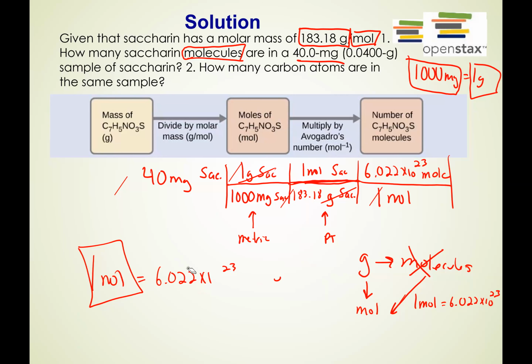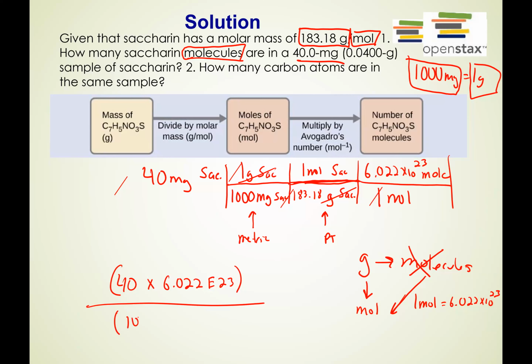So now in our calculators, it's going to be 40 times 6.022. I'm going to put an E times E to the 23. Parentheses divided by 1,000 times 183.18. So you gotta put all that in your calculator to get to our answer. So try that and we're gonna go over it in just a second.